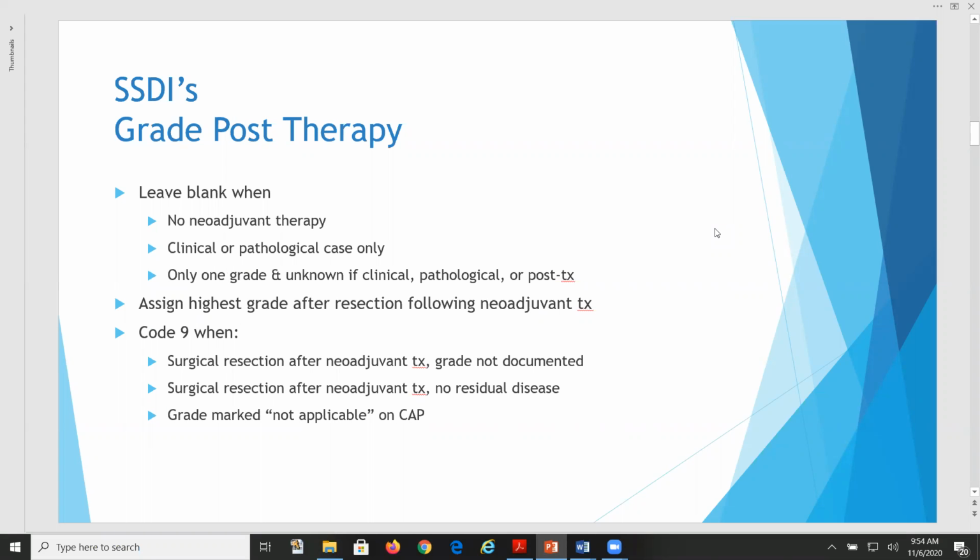Grade post-therapy is left blank unless this is a neoadjuvant case followed by surgical resection, then you would code the grade from the surgical resection. Assign the highest grade after the resection following neoadjuvant treatment. The grade is coded 9 when the grade is not documented, or there is no residual disease, or marked as not applicable on CAT.